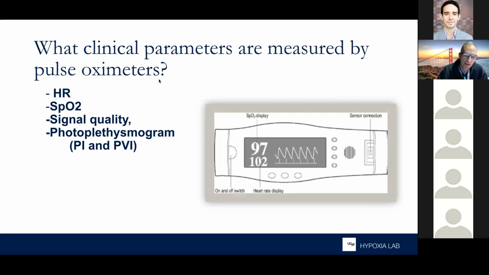And the pulse signal that's obtained is called the photoplethysmogram, and it can be used to provide an index of perfusion in the region of the body that the pulse oximeter probe is applied to, as well as the variability in the perfusion, a parameter called the pulse variability index that can be very useful in detecting changes in the vascular volume status of a patient.